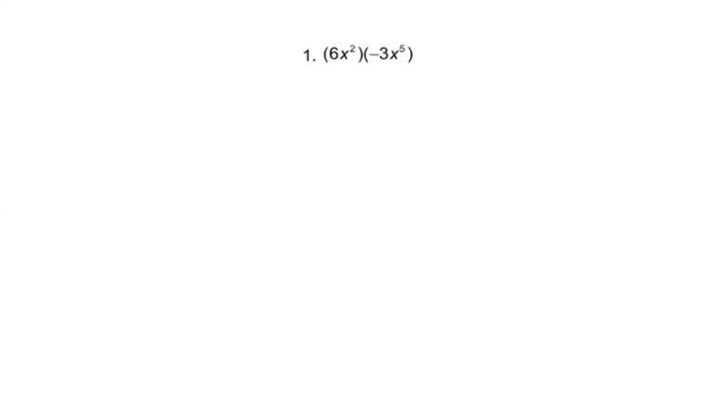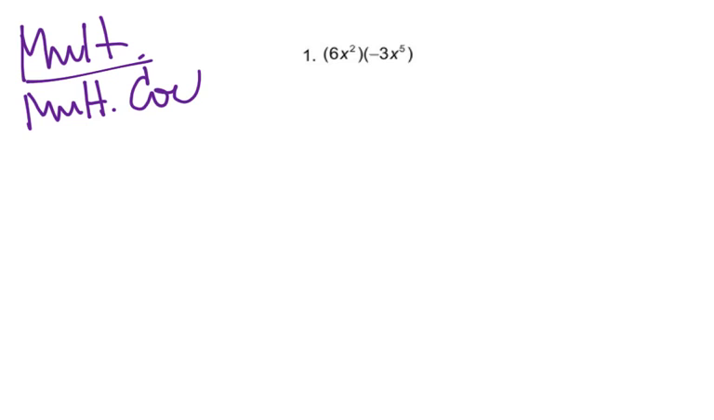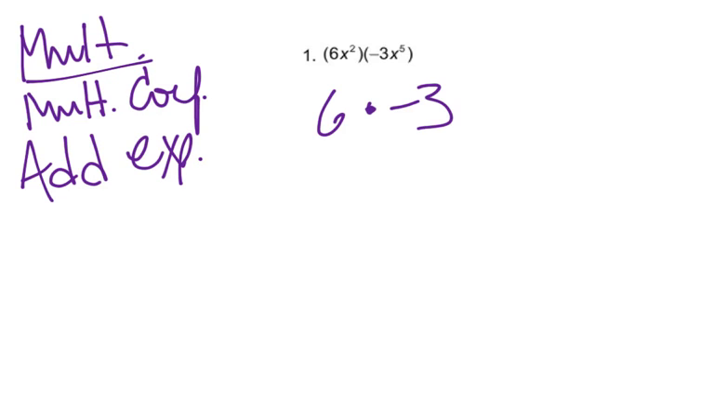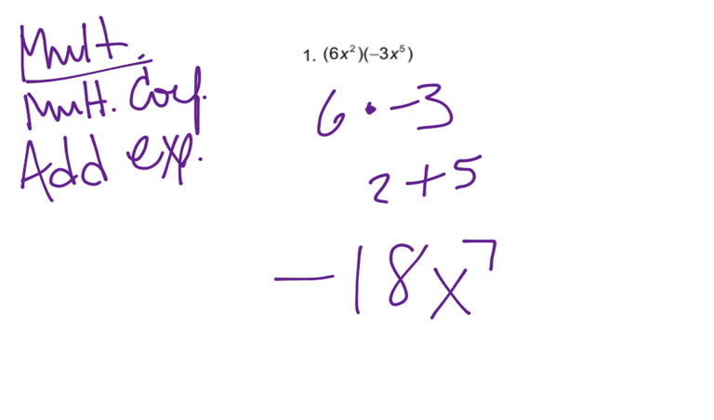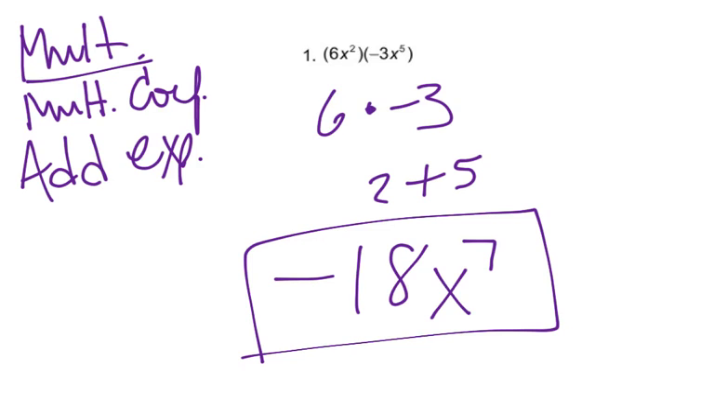Okay, so we're starting with remembering what we did last week. We are multiplying two terms. Remember, if you are multiplying in your problem, you will multiply the coefficient, which is the big number, and you will add the exponents, which is the little number. So 6 times negative 3 is negative 18. Your base is x. 2 plus 5 is 7. Negative 18 x to the 7th is your answer.